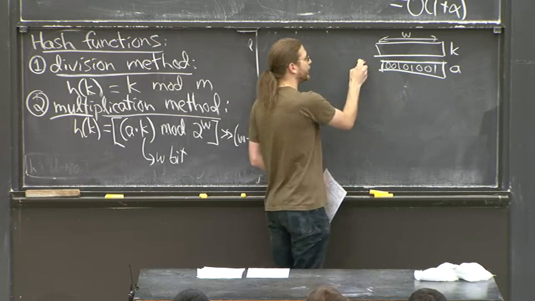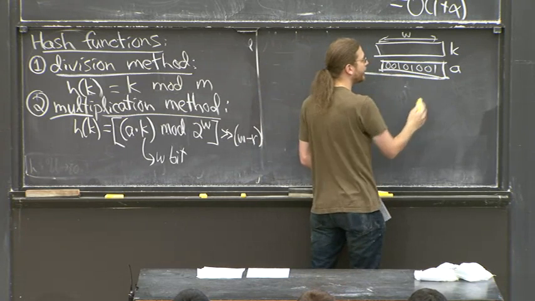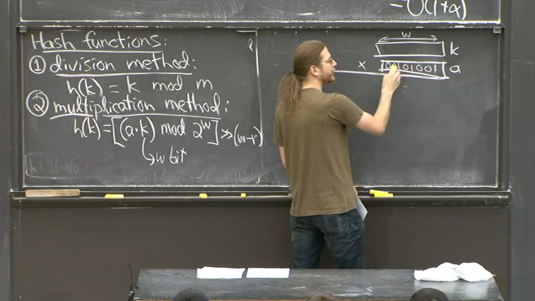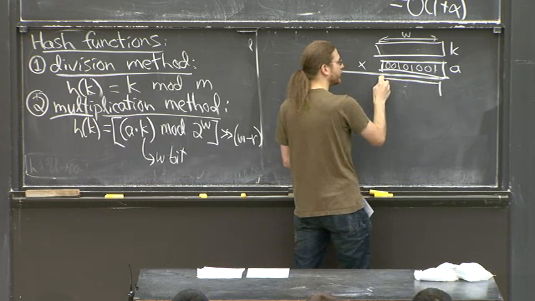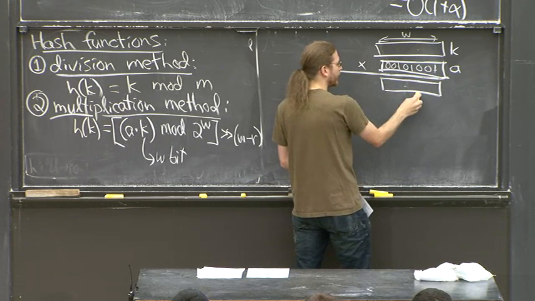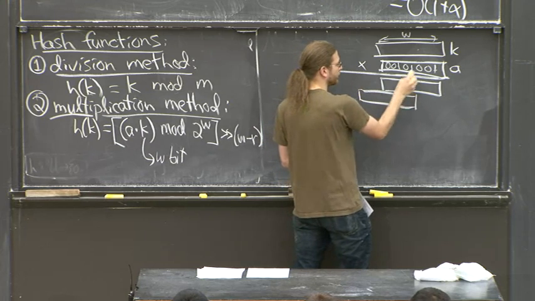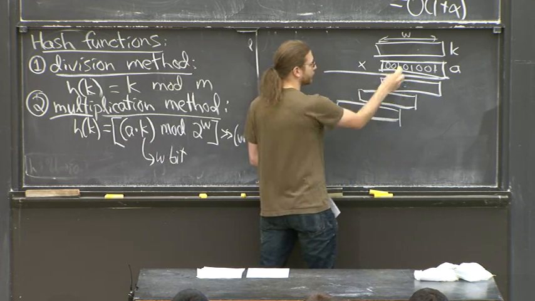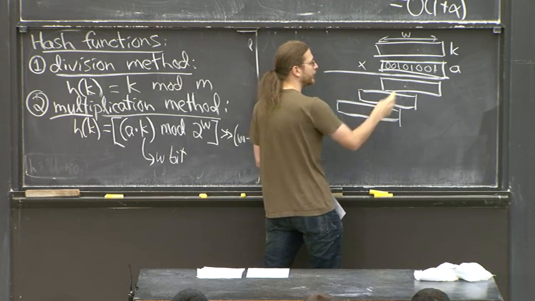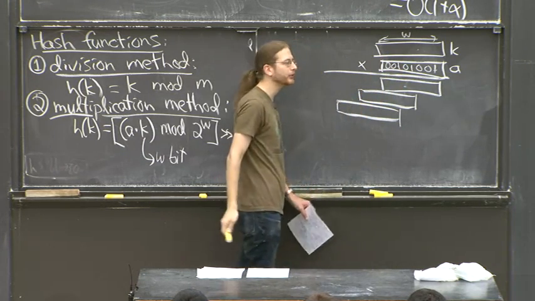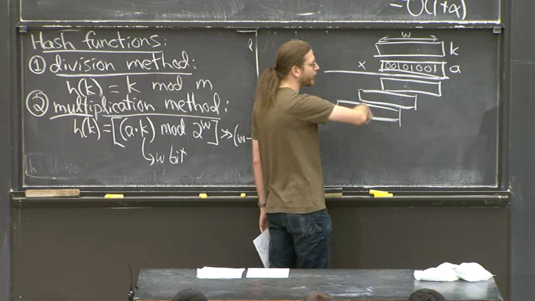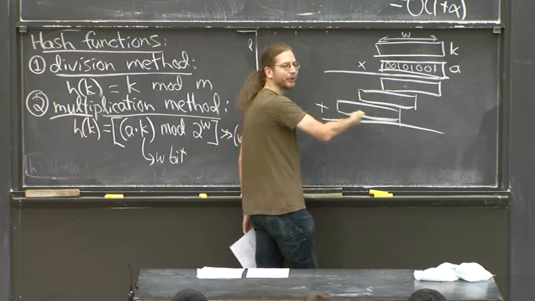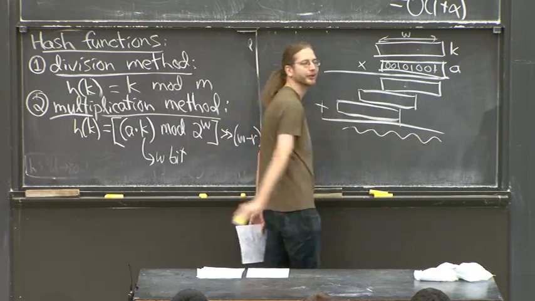OK, and I multiply these. What does multiplication mean in binary? Well, I take one of these copies of k for each 1 that's here. So I'm going to take 1 copy here because there's a 1 there. I'm going to take 1 copy here because there's a 1 there. And I'm going to take 1 copy here because there's a 1 there. And on average, half of them will be 1s. So I have various copies of k. And then I just add them up. And stuff happens. I get some gobbledygook here.